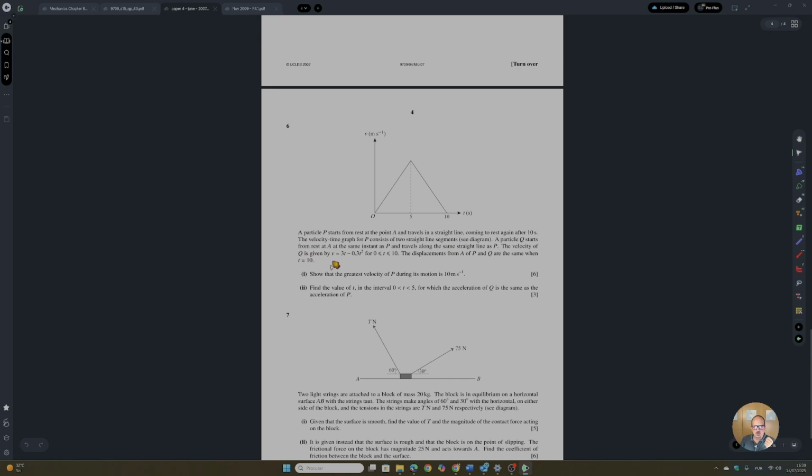The velocity of Q is given by, and here you have an expression of V in terms of t, for 0 to 10 seconds, same as that. The displacements from A of P and Q are the same when t equals 10 seconds. After 10 seconds, whatever the displacement of P is the same as the displacement of Q. Knowing this, show that the greatest velocity of P during the motion is 10 meters per second.